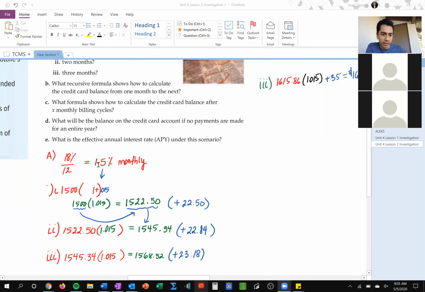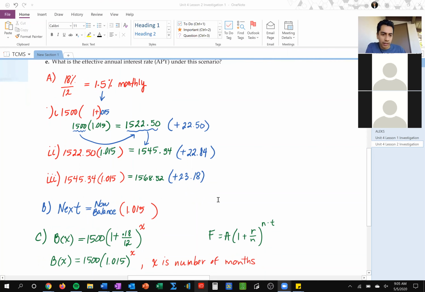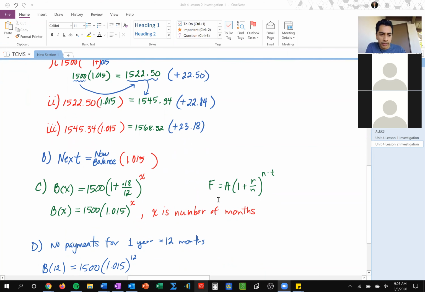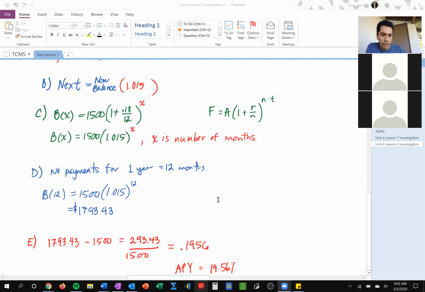We did a couple things there. We found the monthly interest. We were able to use the monthly interest as a tool to help us find out how much it grows by each month, right? We did a recursive formula to help us find out what I owe next month if I know what I owe right now. And then how much you would owe if after a whole year you didn't make any payments, right? And then we found the APY.